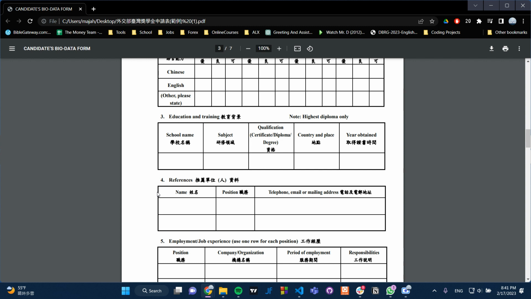So here you need to write your school name and the subject. I advise people to just write high school if you were in high school, because subject sounds more like what course were you doing or what degree were you doing in school, right? Our high schools don't have specializations like high school in science or high school in humanities, but you can just write high school.